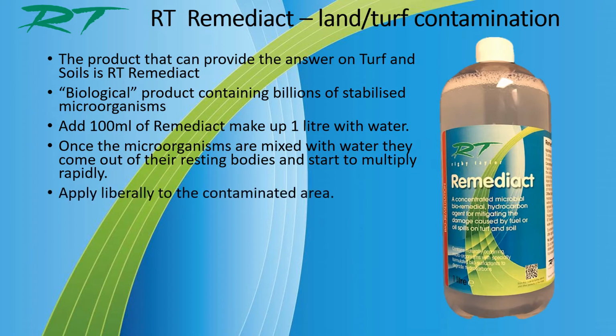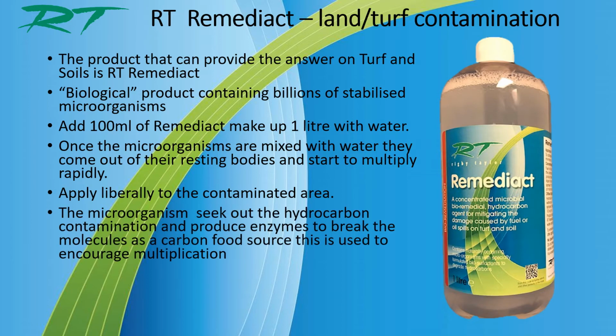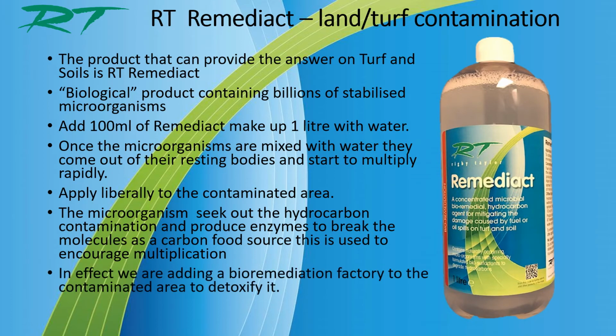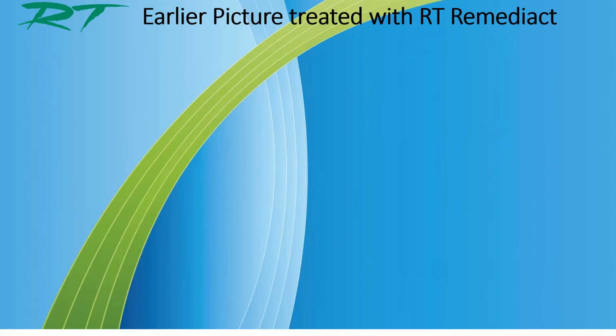So if there is a food source available, in this case we've spilt hydraulic oil, you apply the product, spray liberally to the contaminated area, and the microorganisms will seek out the hydrocarbons, and then they produce enzymes to break down the molecules so they have a carbon source, and also to create CO2 and water. So in effect, you've introduced a bioremediation factory to the contaminated area, so it detoxifies all of the oil that's there and allows the grass to recover and carry on growing.